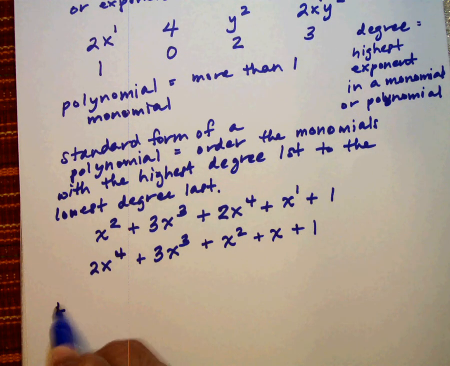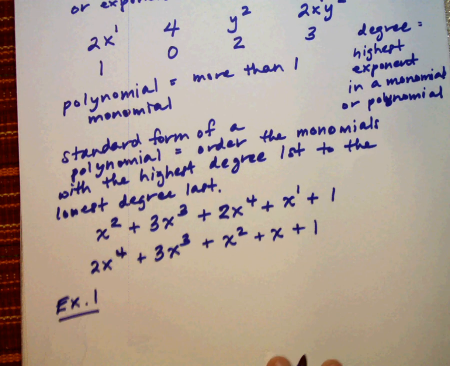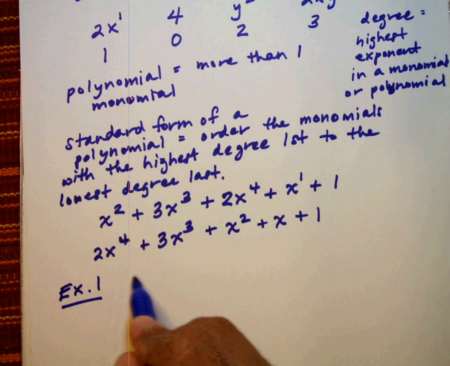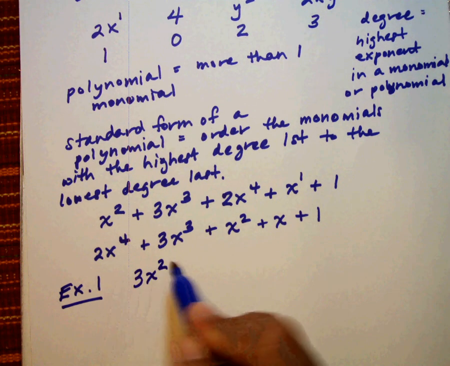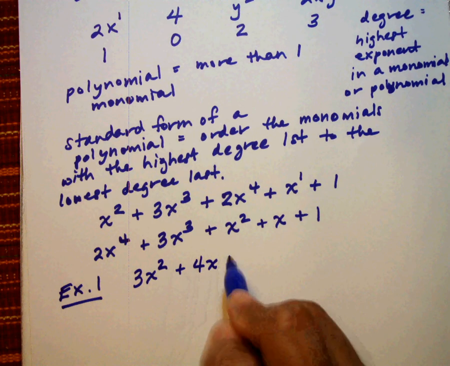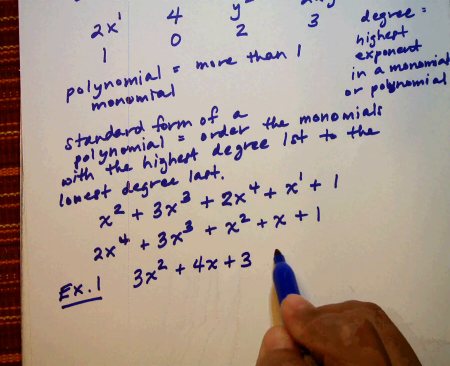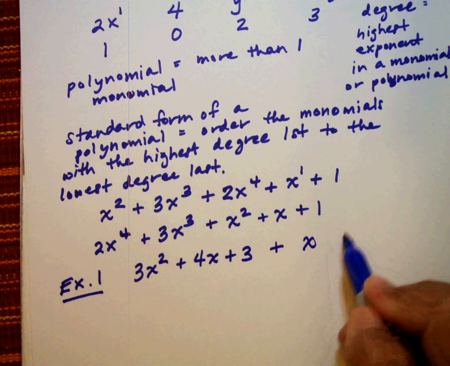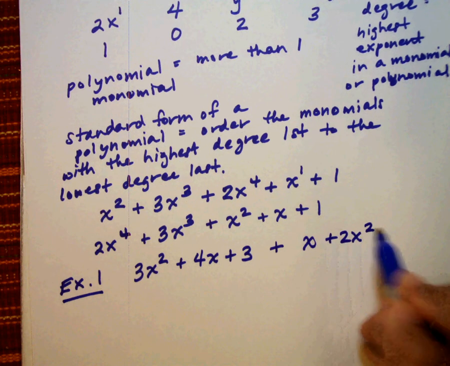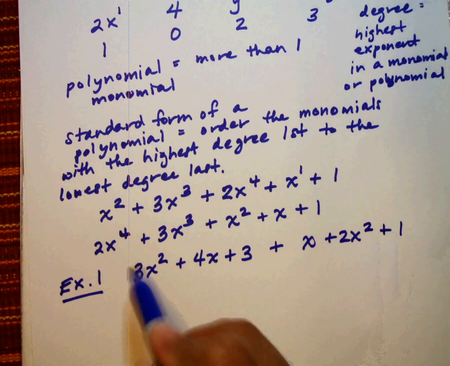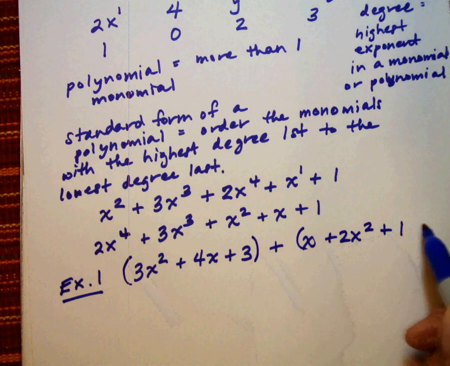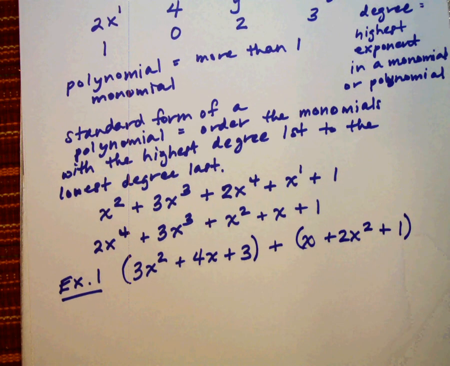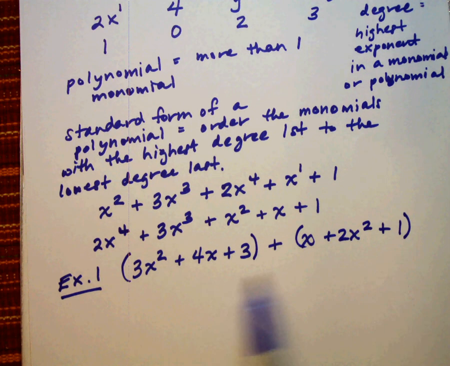Now, let's say you are adding polynomials. Here's an example. So if we're adding them, here's 1: 3x squared plus 4x plus 3, plus x plus 2x squared plus 1. And I'm going to put these in parentheses because these are polynomials.